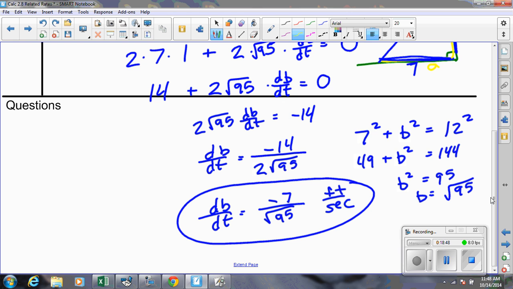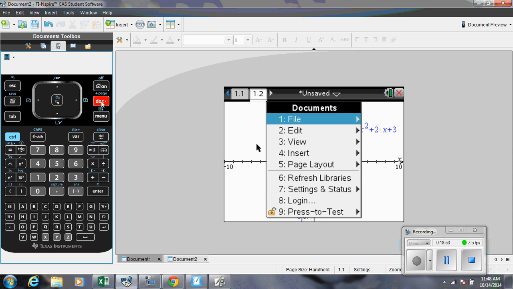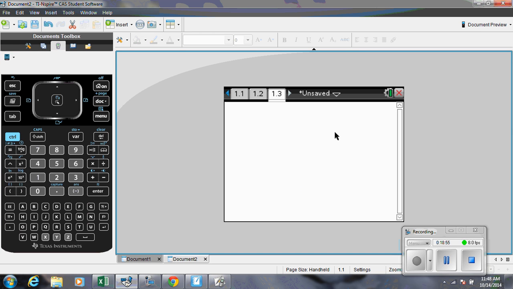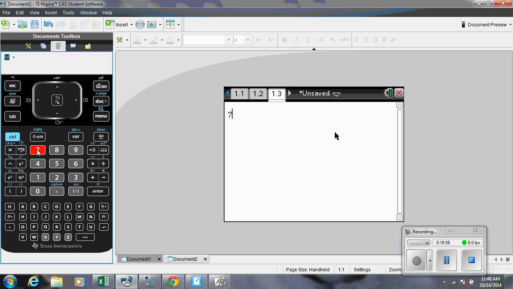And we could plug this into a calculator and get an approximate value. This is the exact number, but if we'd like to get an idea of about what we would need, we could then say 7 divided by the negative root of 95 and get the approximate value of negative 0.718 feet per second, which is also good because we're not getting something like, oh, it's falling at a rate of 20 feet per second. 20 feet per second wouldn't make sense.